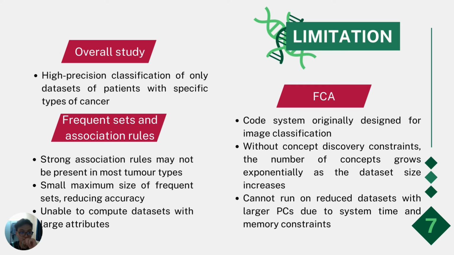And lastly, the limitation for the FCA is that the code system was originally designed for image classifications. Besides, the major limitation is the issue with large datasets due to the way the concept is built, where the number of concepts grows exponentially as datasets increase, without concept discovery constraints. Lastly, these algorithms cannot perform on the reduced datasets with a larger species due to the system time and memory constraints if there is additionally precision information present.